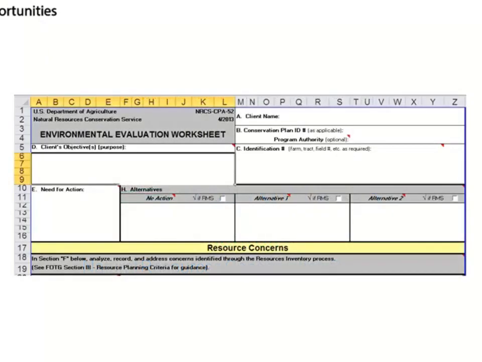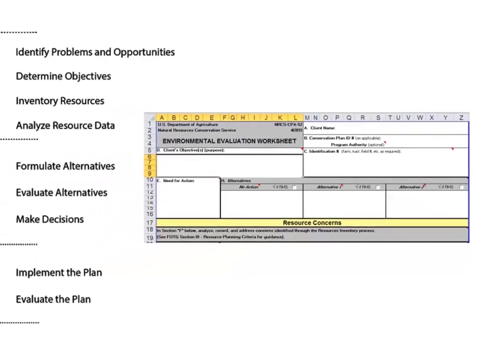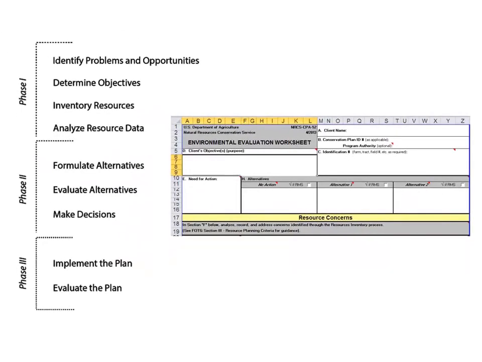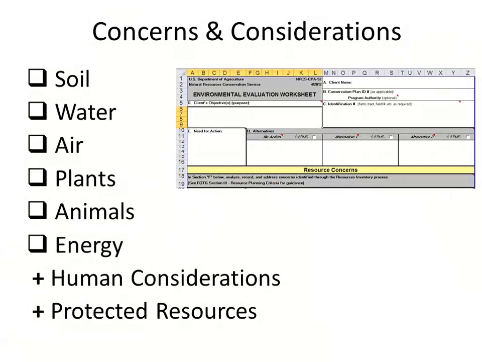The NRCS-CPA-52 Environmental Evaluation Worksheet documents the outcomes of the NRCS 9-step planning process and how NRCS is meeting requirements of the National Environmental Policy Act, or NEPA. This is done by performing an environmental evaluation that identifies any concerns with the soil, water, air, plants, animals, energy, and humans and protected resources. This information is recorded on the NRCS-CPA-52 Environmental Evaluation Worksheet.